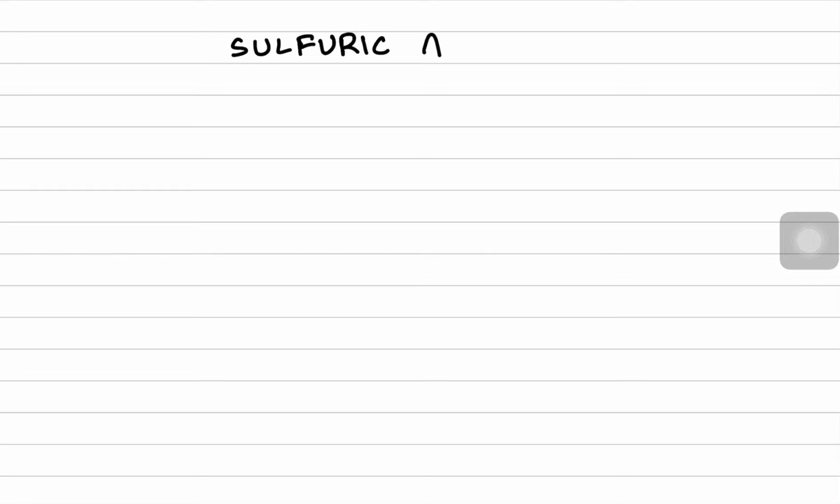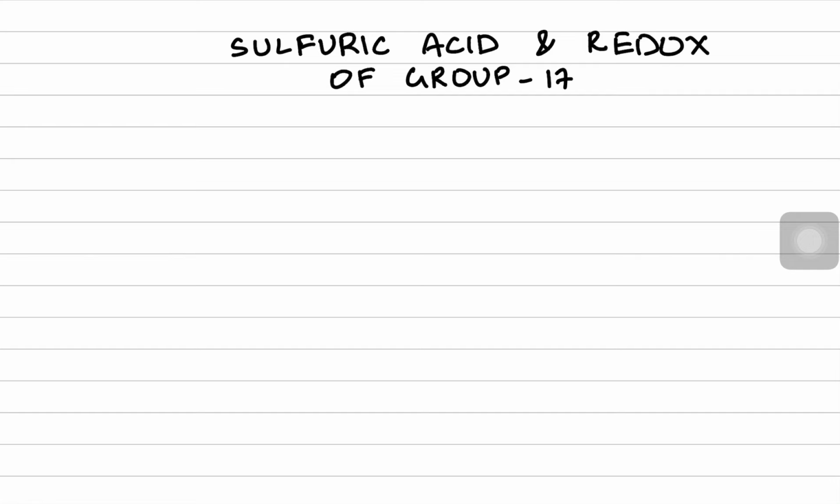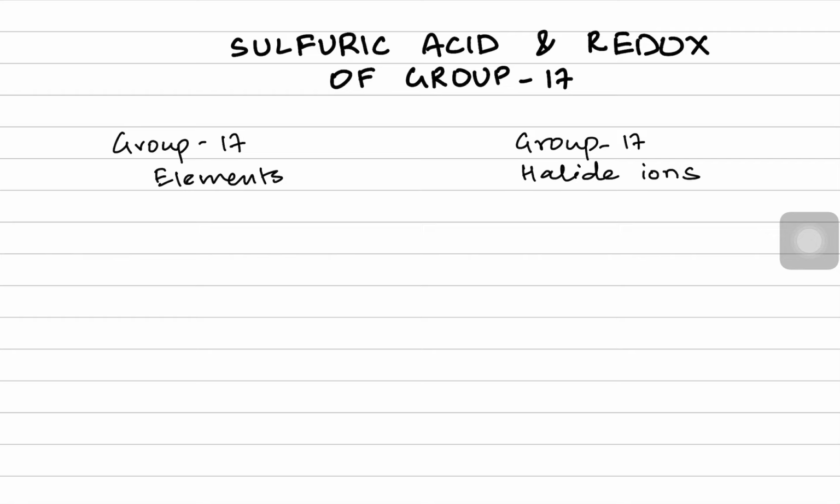In today's video we are going to be talking about sulfuric acid and the redox reactions of group 17. We know that sulfuric acid is a strong oxidizing agent and we'll see how group 17 responds to it. Group 17 could be the elements or it could be the group 17 halide ions.